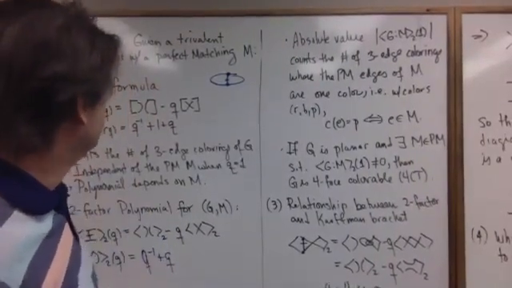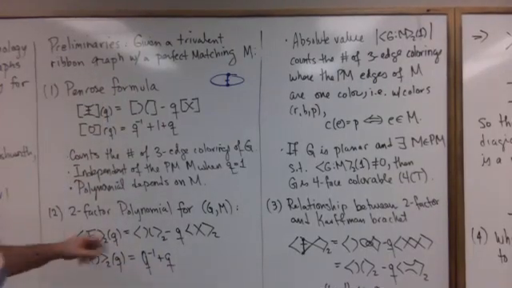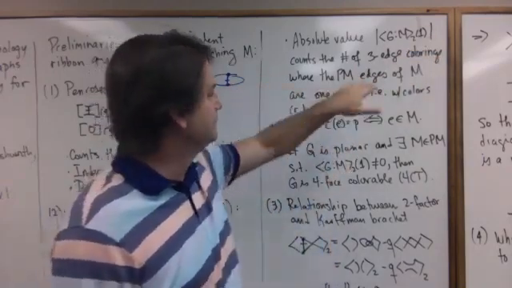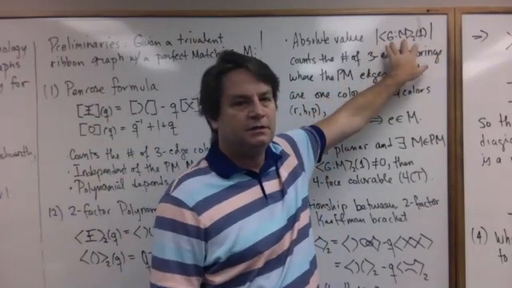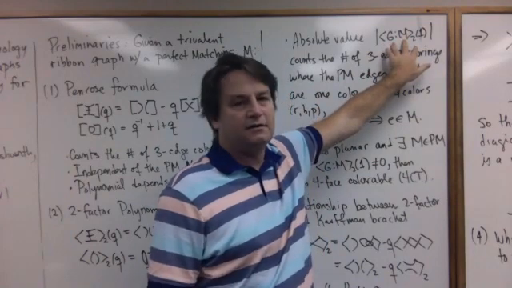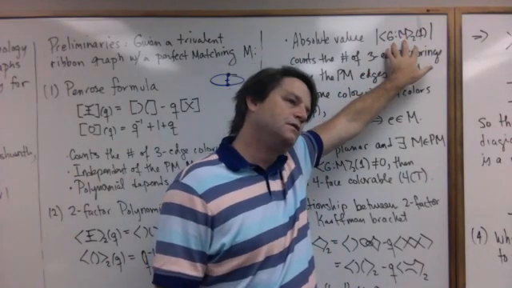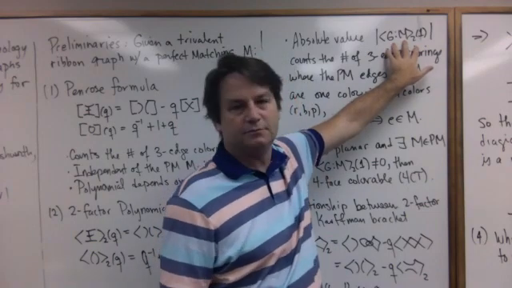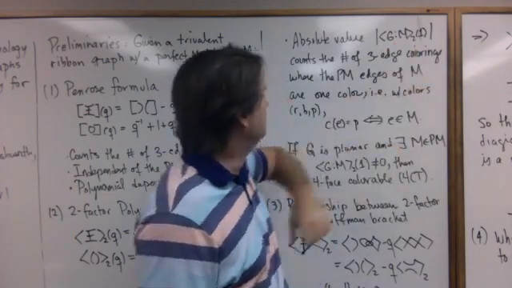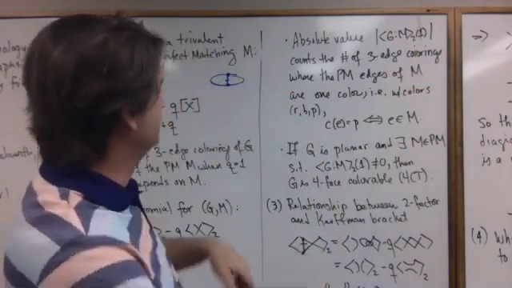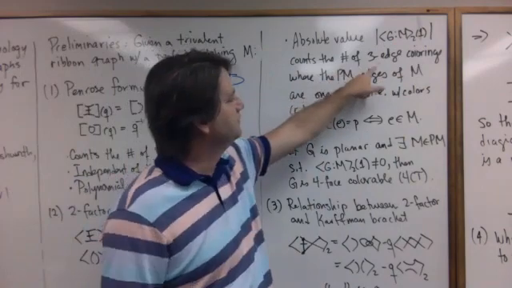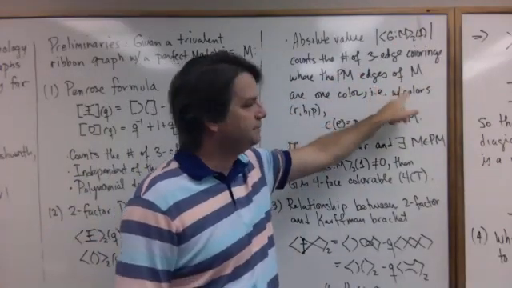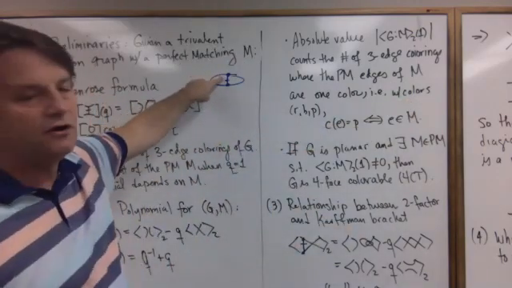So the interesting thing about the 2-factor polynomial is that if you plug 1 into it, for a planar graph this will always be non-negative. But if it's a non-planar ribbon graph, then it's potentially a negative number. No matter what, if you take the absolute value of it, it counts the number of 3-edge colorings where the perfect matching edges, the edges of M, all share the same color.